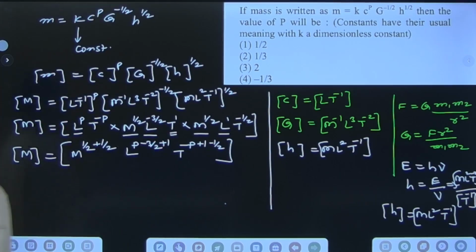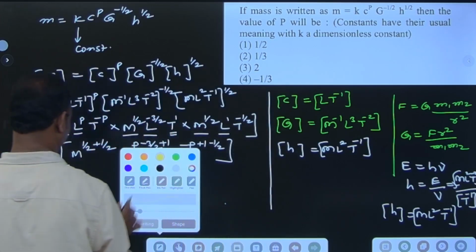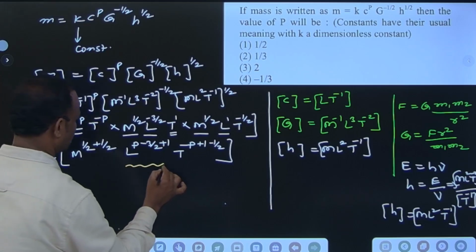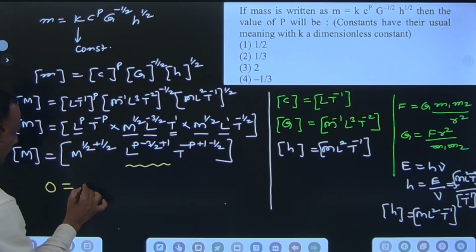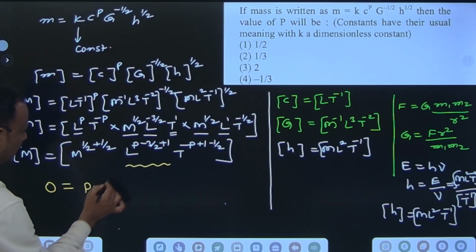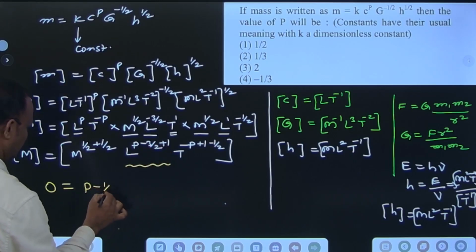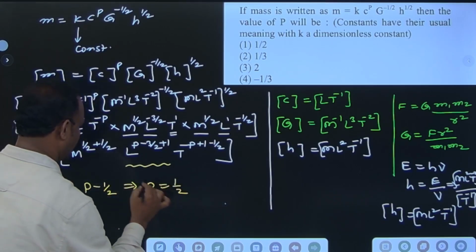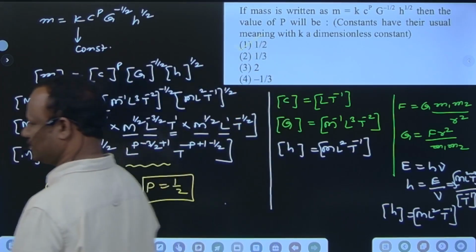I want to know about P. So just compare the terms. For example, comparing the L term, on the left side it is L to the power of 0. So 0 is equal to P minus 3 by 2 plus 1, that is P minus 3 plus 2 by 2, which is minus 1 by 2. Then P is equal to 1 by 2. So P is equal to 1 by 2, option 1 is the answer.